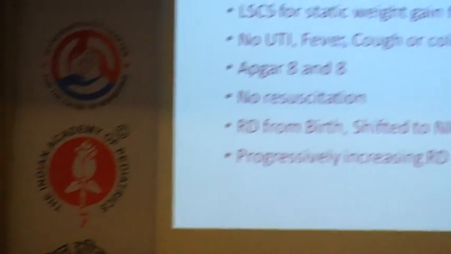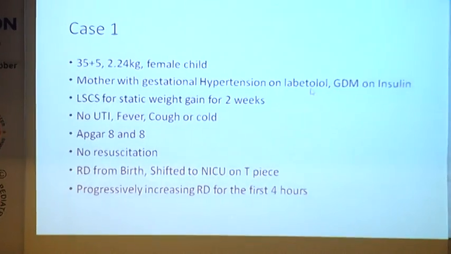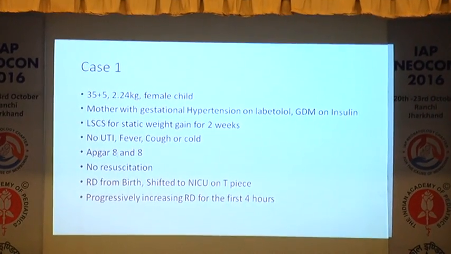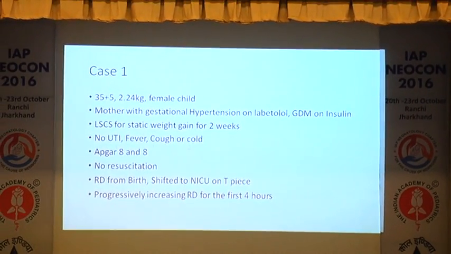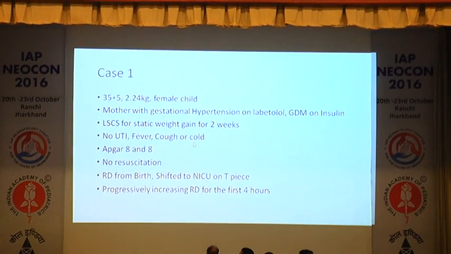The first case, I think, can we switch this off? Lights off. We have here a late preterm, 35-week, 2.4 kg baby, born to a mother with gestational hypertension. Mother had GDM, so she was on insulin. The baby was born by cesarean for static weight for the last 2 weeks. There is no history of urinary tract infection.